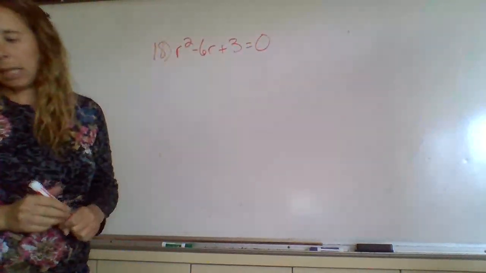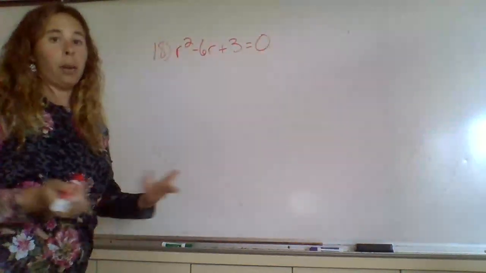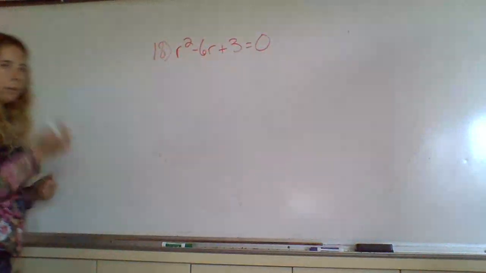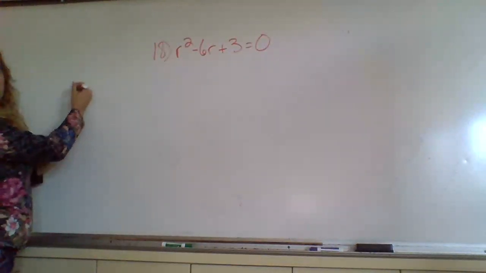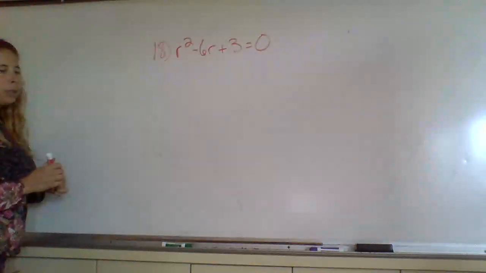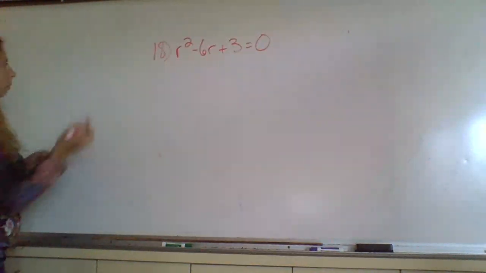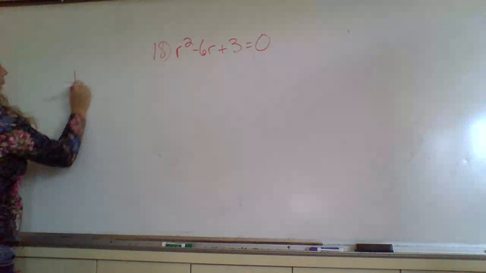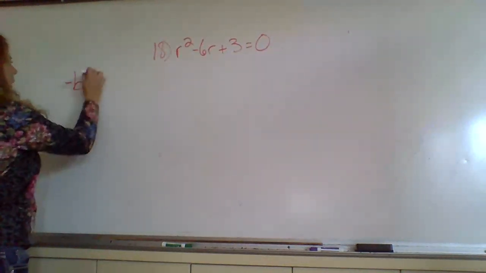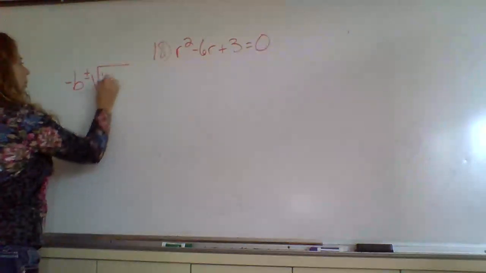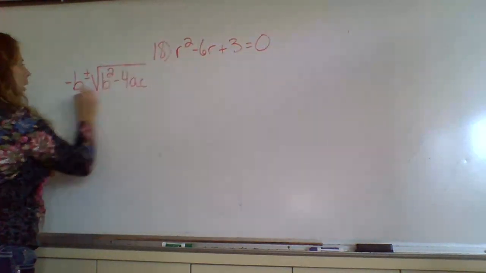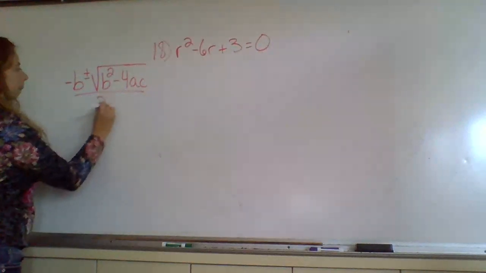Alrighty, number 18, solve by using the quadratic equation. Okay, so quadratic equation, I will always give it to you, but eventually in life, someone might make you memorize it, so it doesn't hurt, but I will always give it to you because it's something you can look up. So negative b plus or minus the square root of b squared minus 4ac all over 2a.